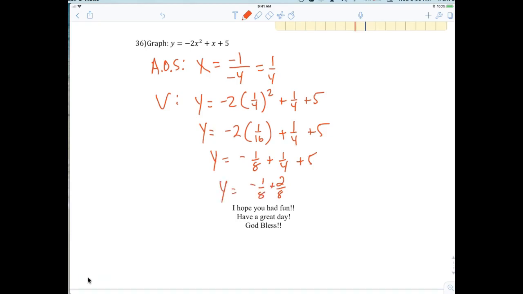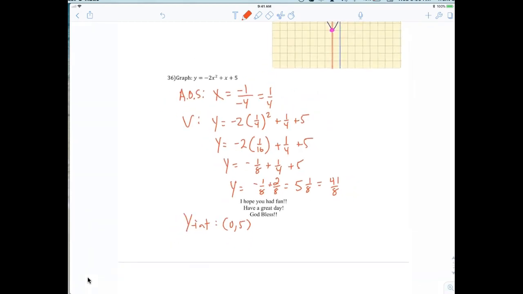Right. Now, sometimes it's just easier to write 5 1/8, because you know where that is. If I said 41/8, then you would have to figure out what 41/8 is. If you wrote it as 41/8, that's perfectly fine. All right, so now my y-intercept is 0, 5. Is everybody good?